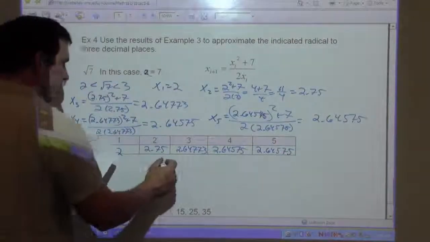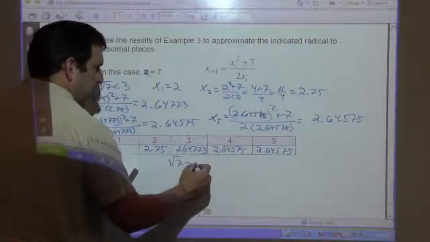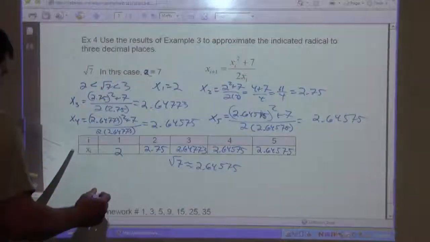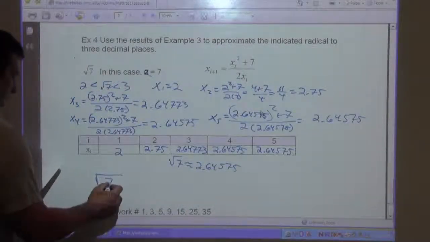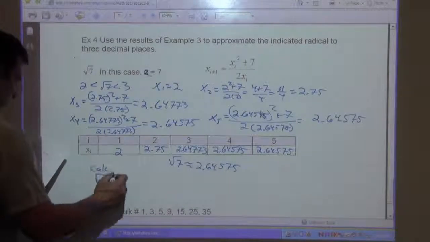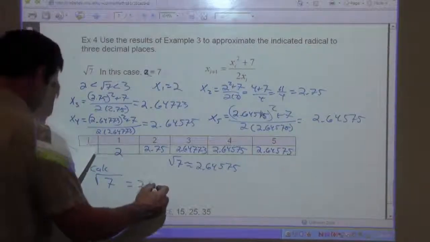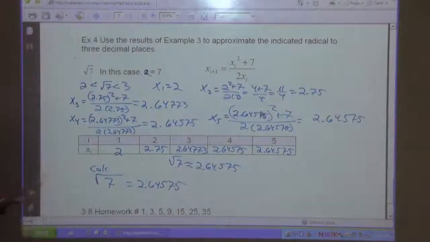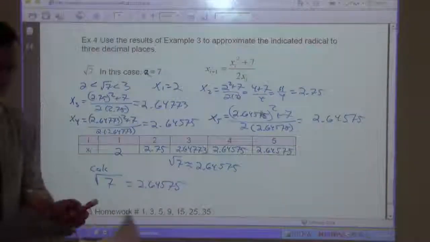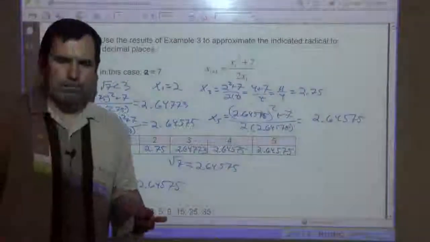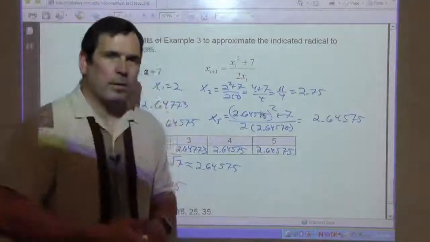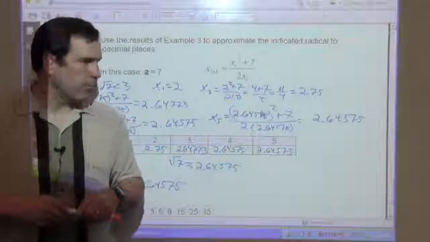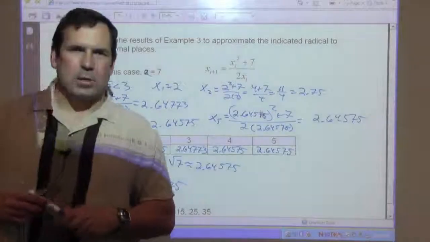I think we can go with that the square root of 7 could be approximated by 2.64575. And the square root of 7 from the calculator is 2.64575. Look at that. Okay, and that'll do it for 3.8, Newton's method. I hope you guys like that. It gives some other uses for derivatives and some ways to approximate things. Thank you.